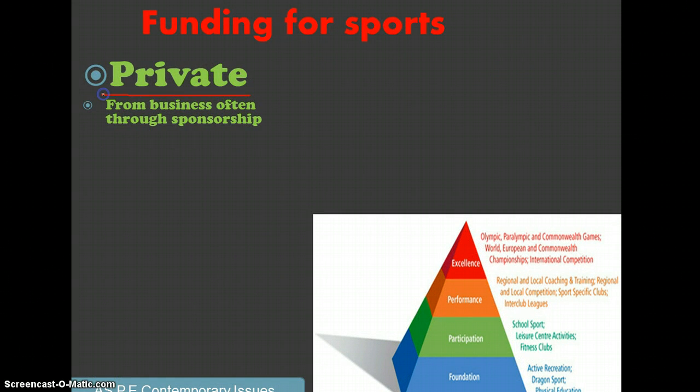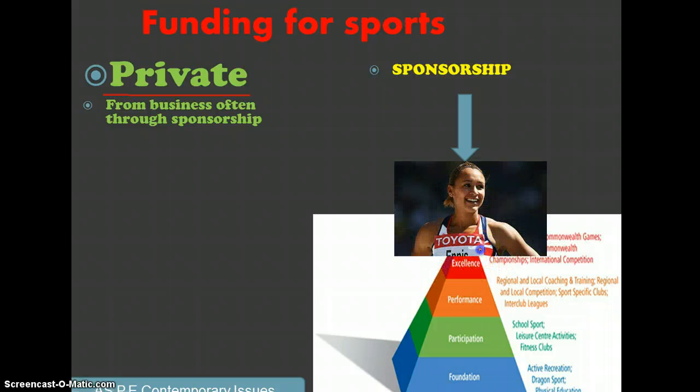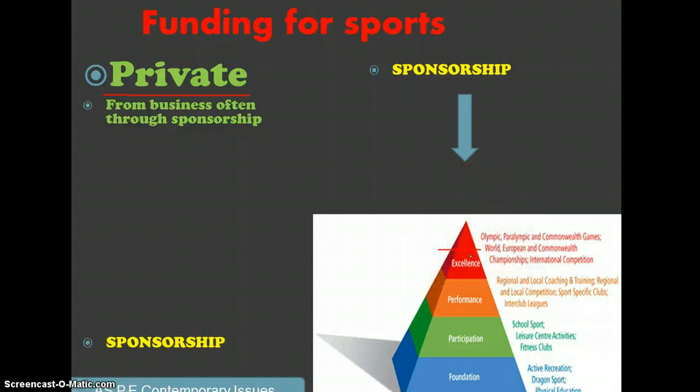Private funding from businesses, often through sponsorship. Now, which end of the participation pyramid do you think this would be associated to? Well, sponsorship will usually go towards the top end, and I'm sure you can think of plenty of examples. You've got Toyota there sponsoring Jessica Ennis and the GB team, but also sponsorship will be for the lower end and the foundation aspects of the pyramid as well.